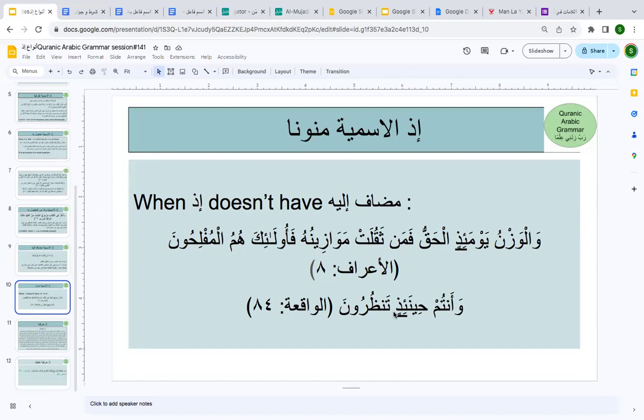So far clear? When idh does not have mudaf ilayhi, it is going to be munawwanan. Munawwan means a word is going to have a tanween. It comes from munawwan, means a word has a tanween. And tanween is two zabars, two zairs, two peshes, right? In case of idh, you are going to see kasratain. Okay? So here, there was no mudaf ilayhi for idh, and you are going to see it in its heavy form.